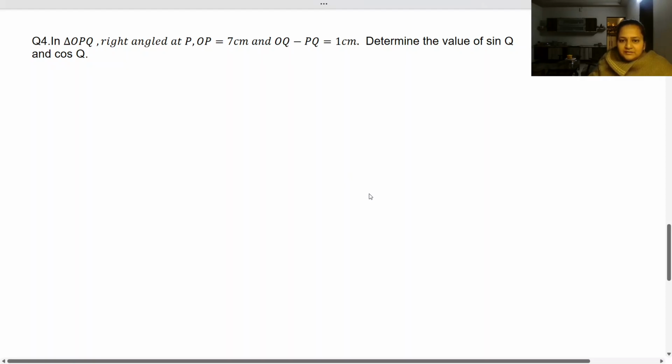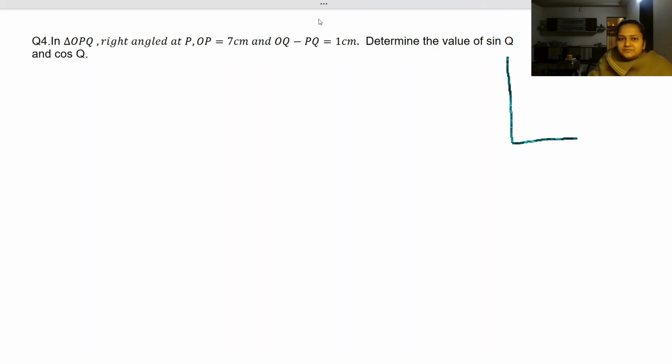Okay, now moving ahead, we are given that we have triangle OPQ. Let's draw. Right angled at P. The right angle is at angle P. Vertex P over here. So Q and R, wherever you want, you can put. I'm putting Q over here and putting R over here.